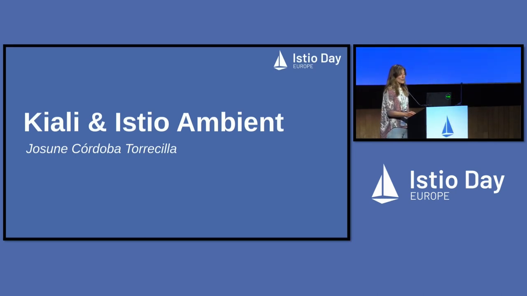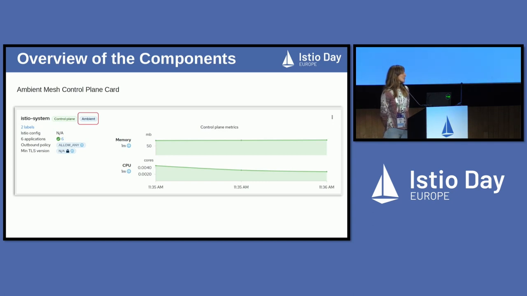And in this lightning talk, I'm going to show you how to visualize these Istio ambient components through Kiali. Kiali is an observability console for Istio, and it has an overview page with information about our control planes, and also about the namespaces.